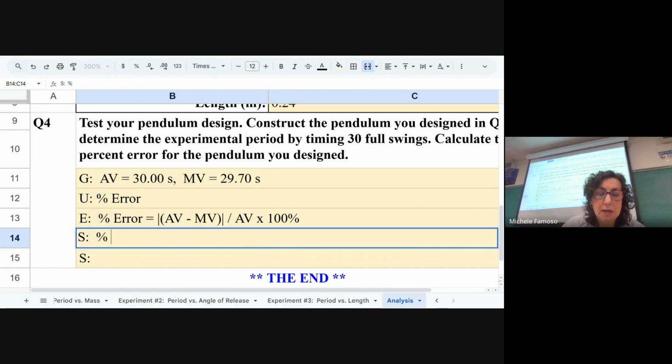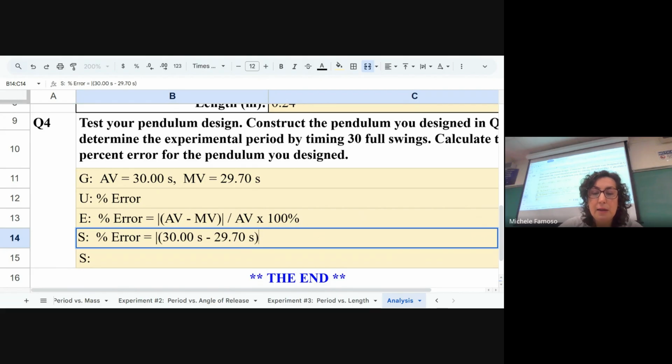So we're going to do percent error equals absolute value. Then in parentheses, you now have to type in the accepted value. We all have the same accepted value, 30.00 s for seconds. Minus, now you're going to type in your measured value, followed by seconds. Make sure you include the units.